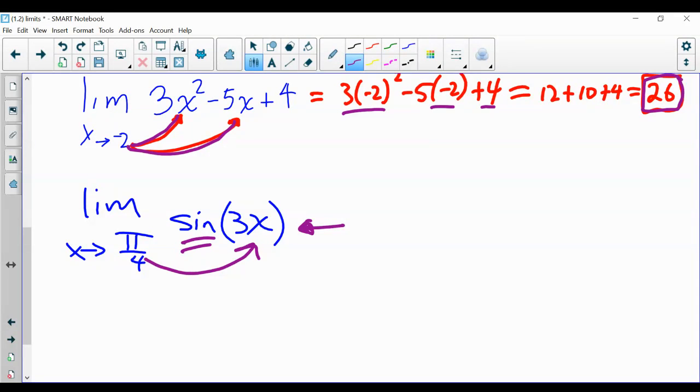Alrighty, and that is limits. How we find the y value as we approach a given x value. Okay, how we find the y value that we're approaching.